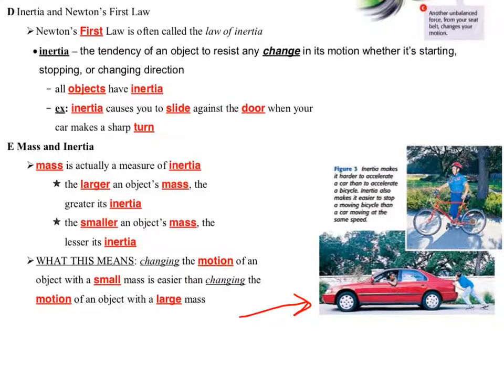If you are pushing a bicycle and pushing a car, it is much more difficult to push a car than to push a bicycle. However, once you get the car moving, it then becomes more difficult to actually stop the car from moving, because that's a change to its motion, than the bicycle. So you get the bicycle moving more easily than the car, but likewise, changing that motion again and stopping the bicycle is easier than stopping the car.